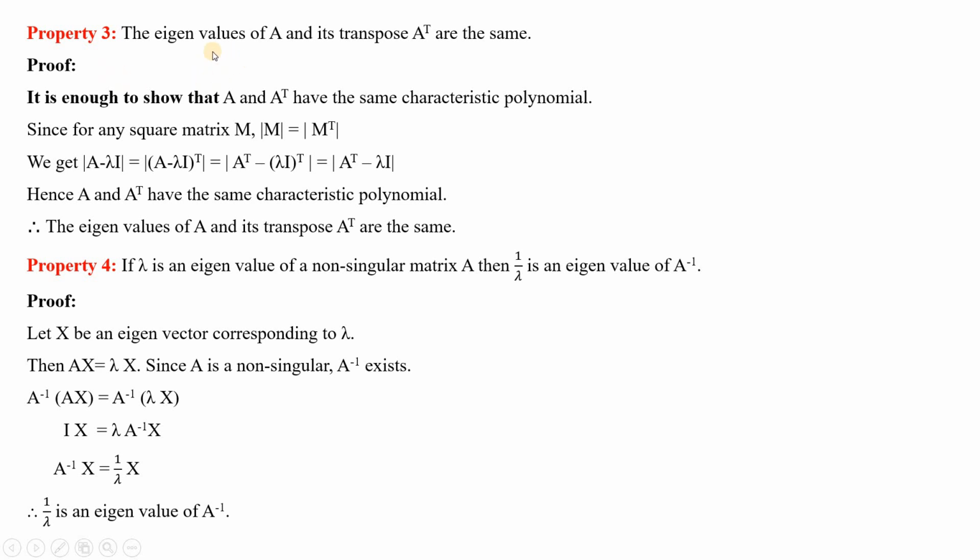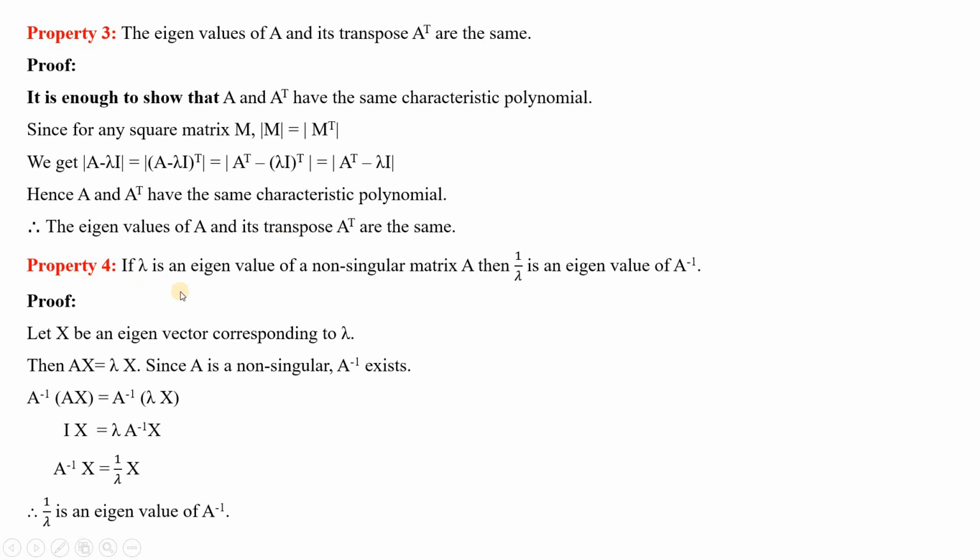So to show that the eigenvalues of A and A transpose are the same, it is enough to say that A and A transpose have the same characteristic polynomial. So we get determinant of (A minus lambda I) equal to its transpose, which can be written like this. So we are getting that A and A transpose have the same characteristic polynomial.